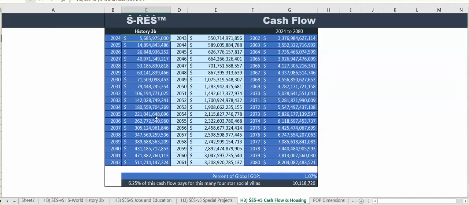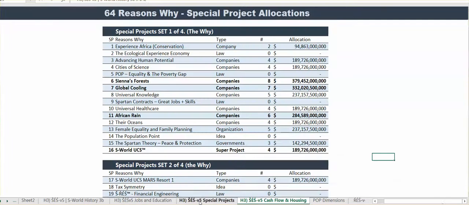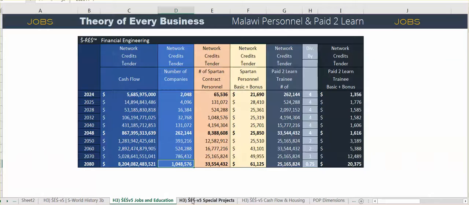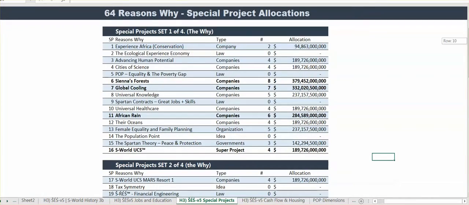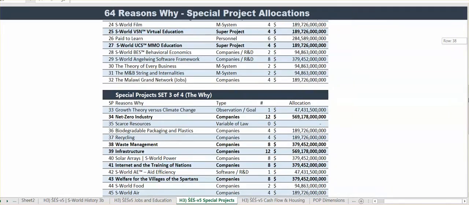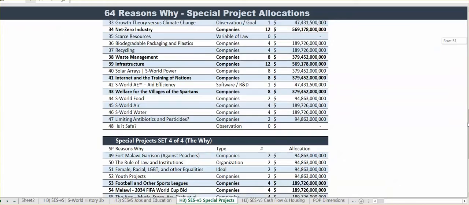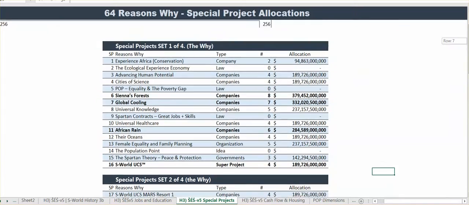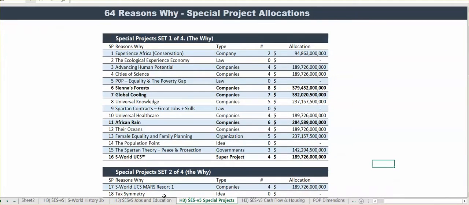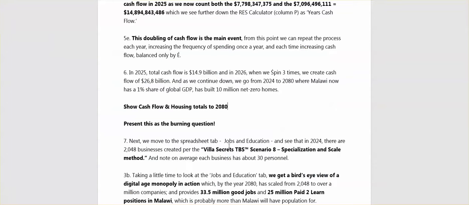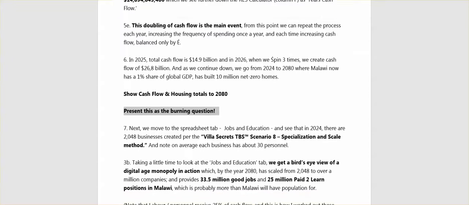Find a way to show me how this is wrong, and I'll be upset, but I'll buy you a cigar. Maybe there's something to salvage, or this is completely right, and in that case we should be looking more at this and this, because this is 64 absolutely awesome things that we could do with this money. All of it good, and so much money. Right, where are we? Yep, present this as the burning question. I think I have done that.